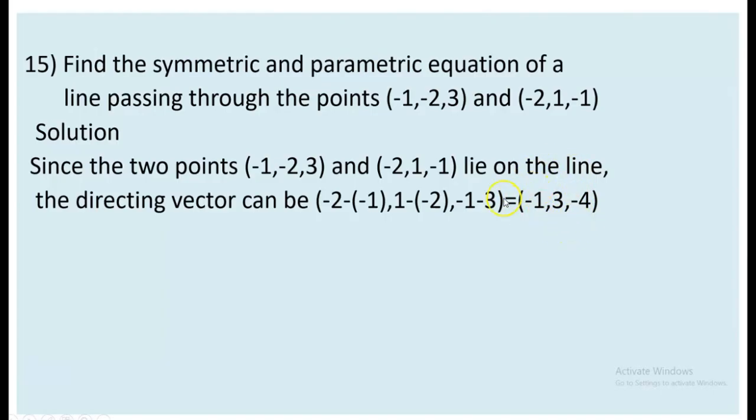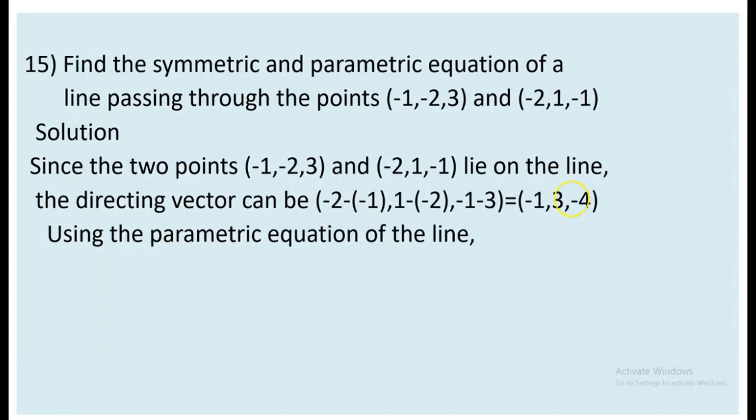The reason behind this is that if these two points lie on the line, the vector made by these two points also lies on the line. So this vector can be parallel to, or can direct, the given line. So we can consider it like that. So our a, b, c now are minus 1, 3, and minus 4.